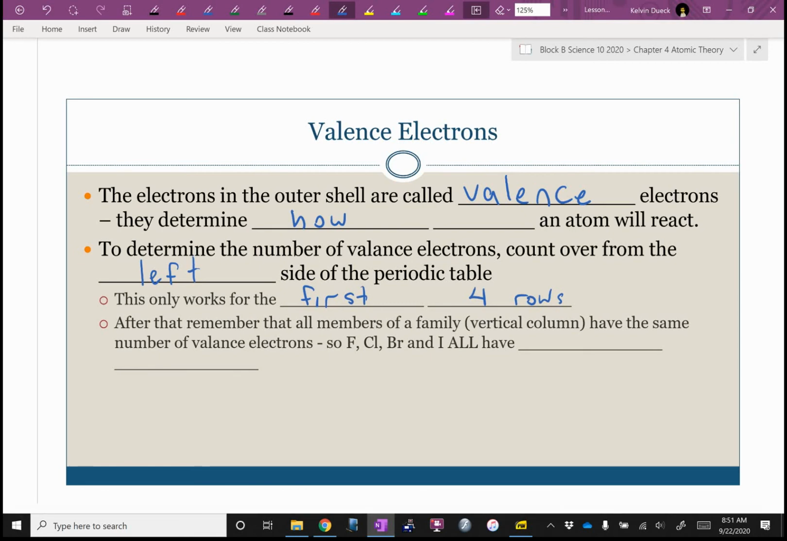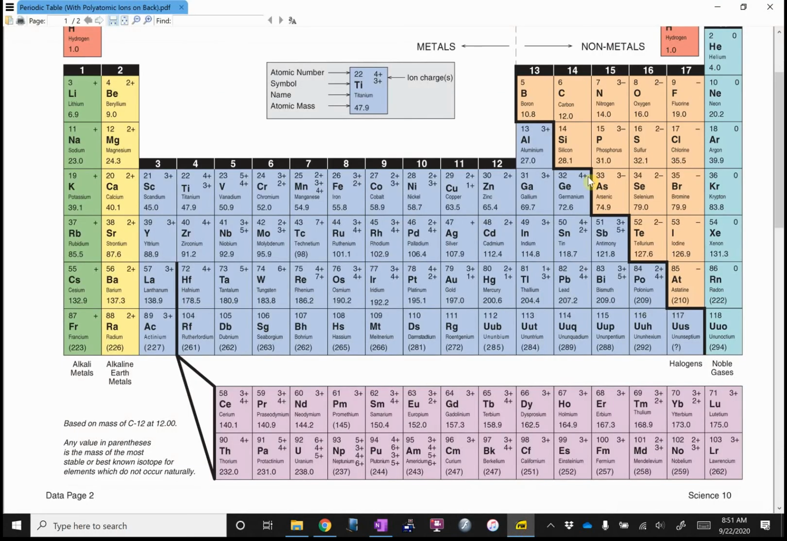However, all of the members of a family of a vertical column have the same number of valence electrons. So fluorine, chlorine, bromine, iodine, if I start with fluorine, 1, 2, 3, 4, 5, 6, 7, which is why it kind of breaks down in these rows here.